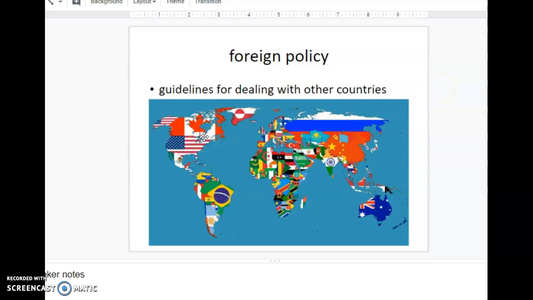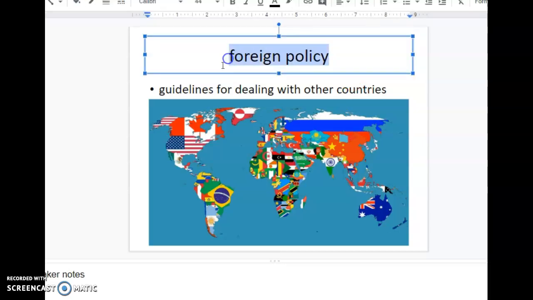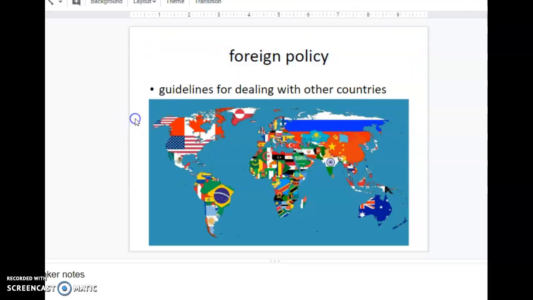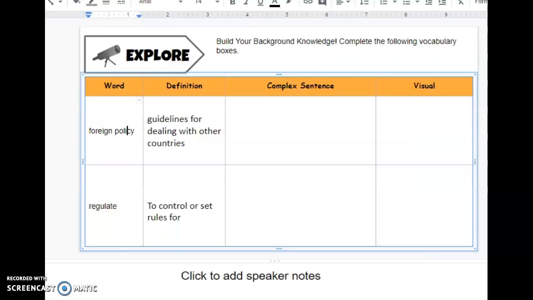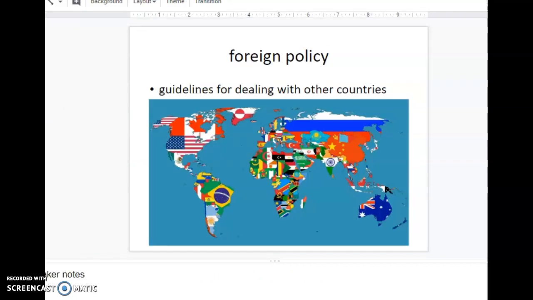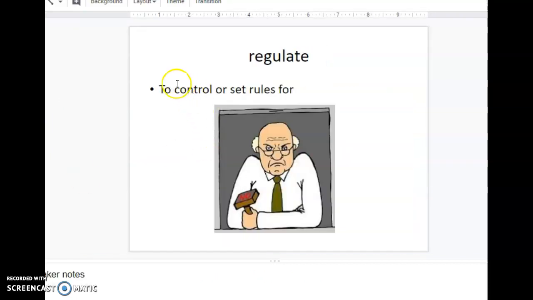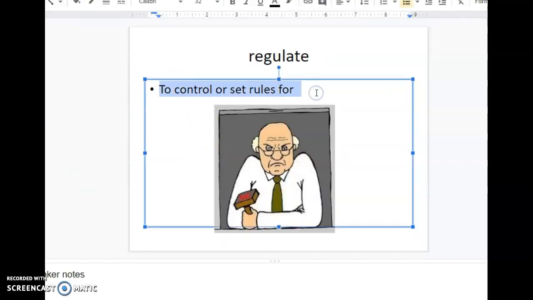In other words, the foreign policy of the United States with Canada is much different than the foreign policy of the United States with North Korea for different reasons. Foreign policy is something that the federal government is in charge of. All right, and our last word on our vocabulary for the week is regulate, which means to control or set rules for.